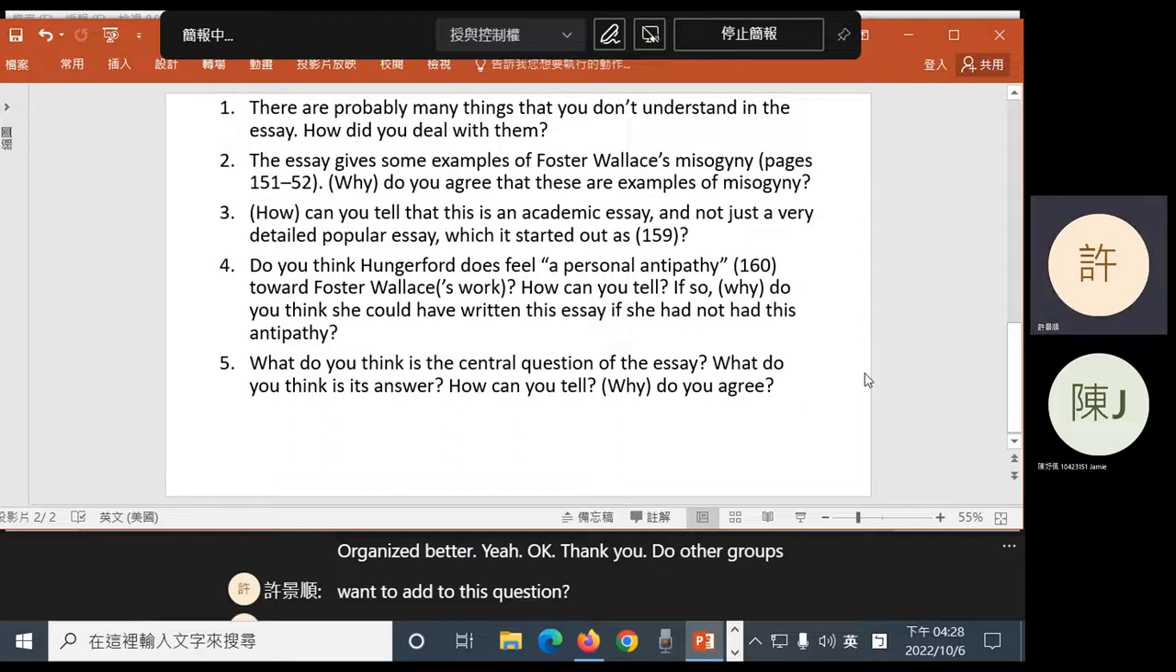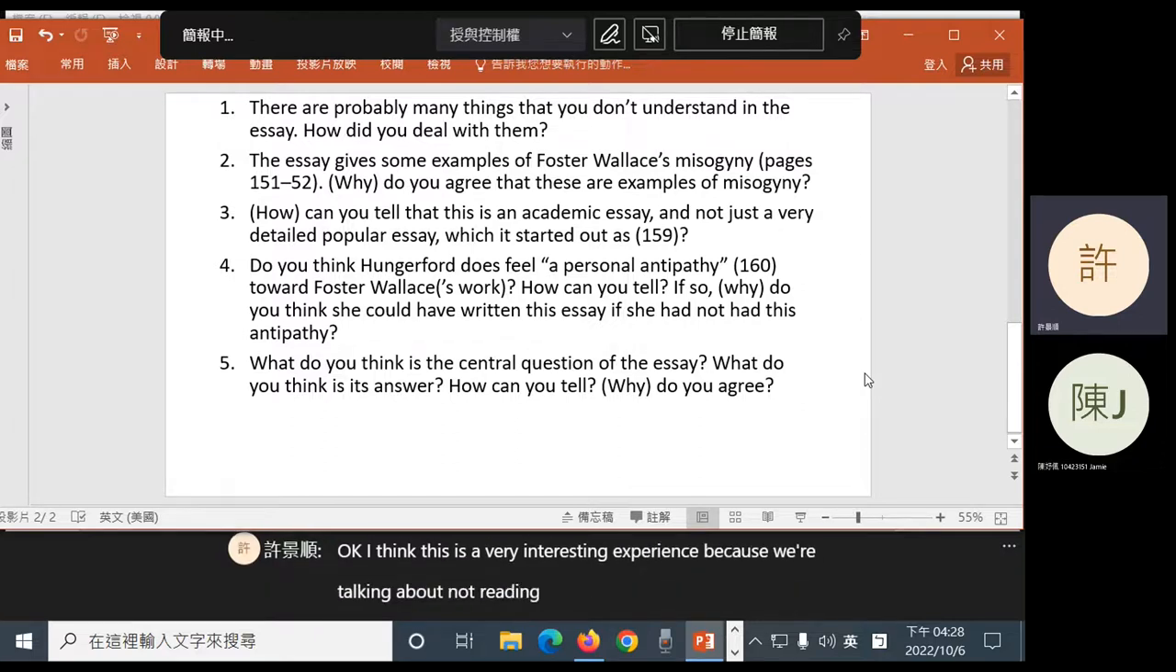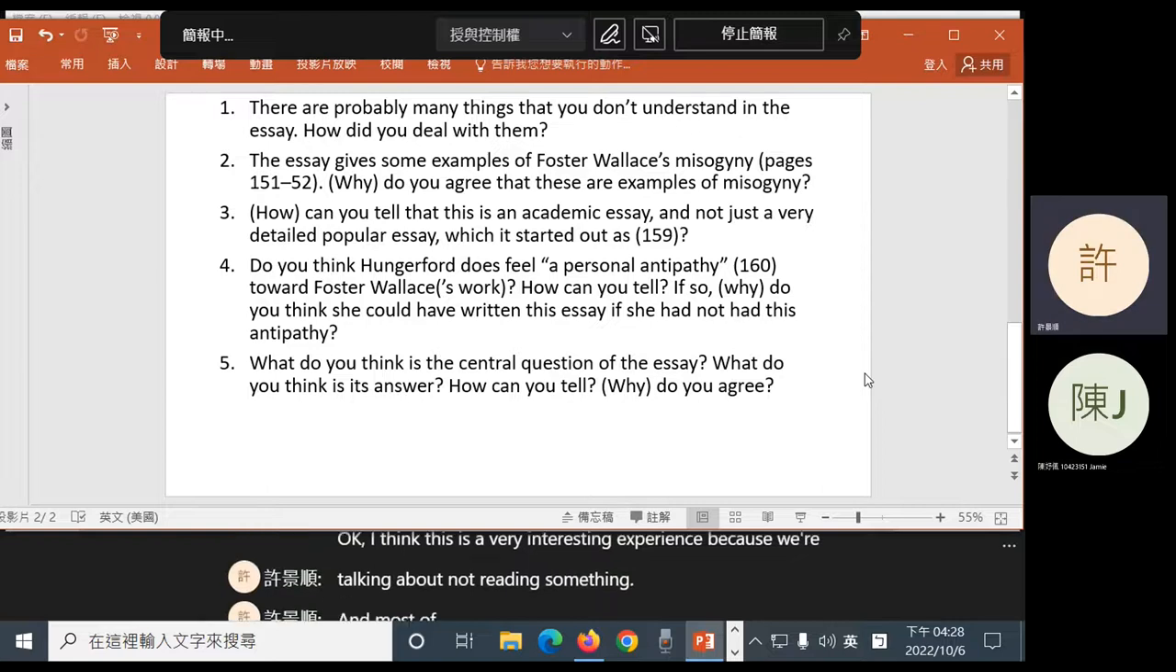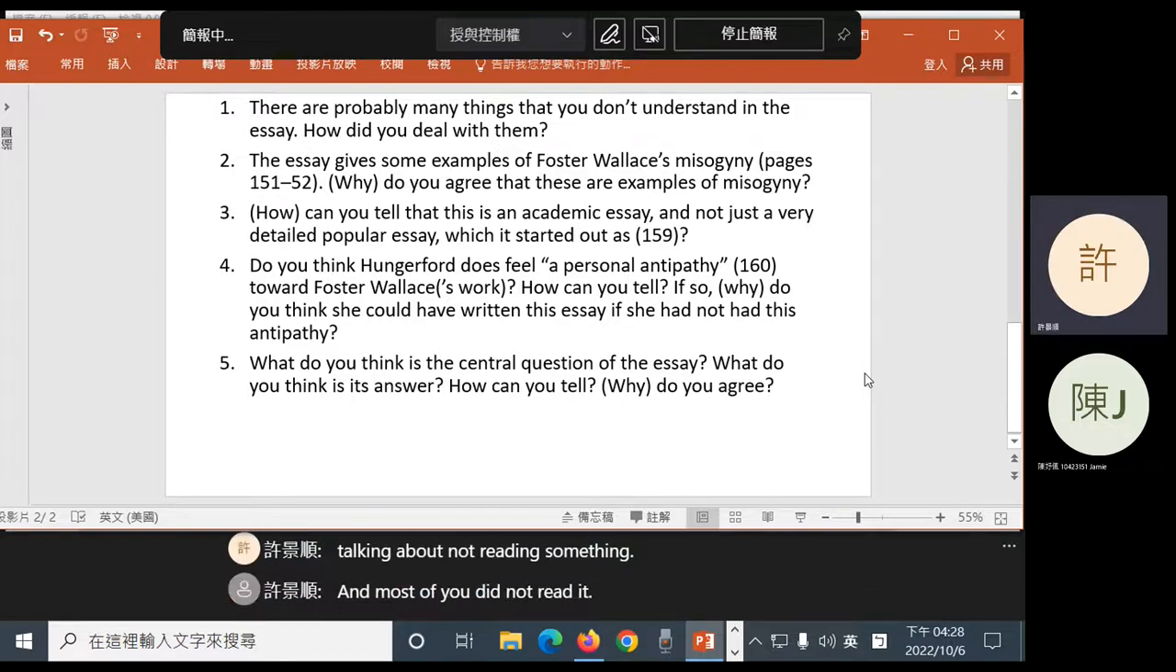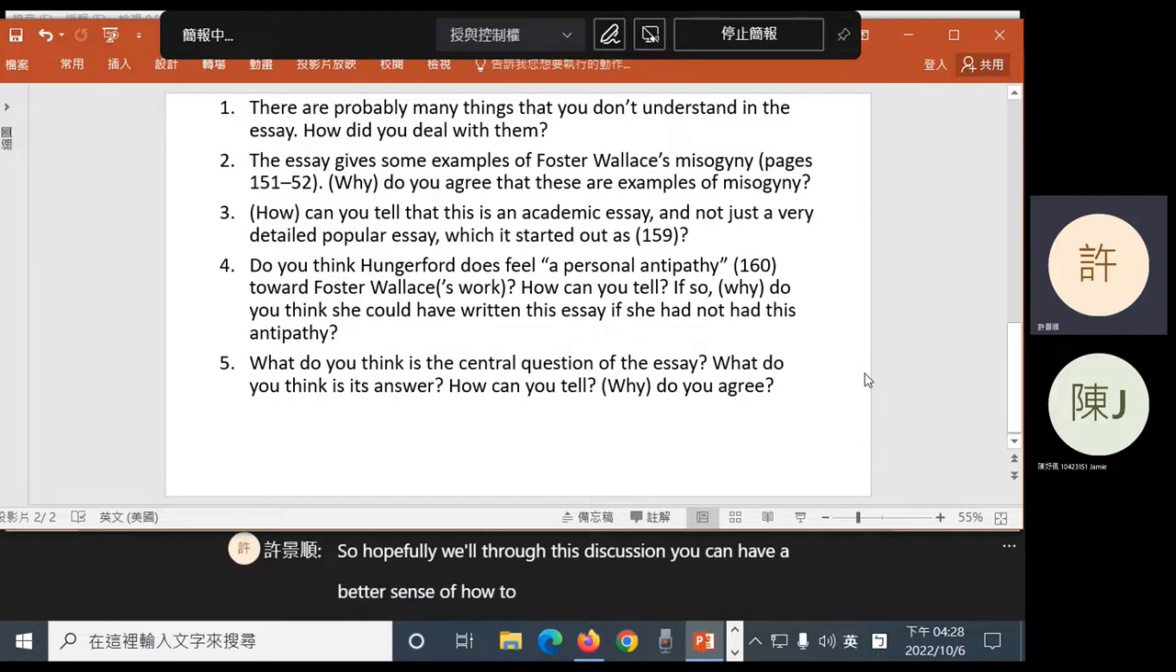Okay, I think this is a very interesting experience because we're talking about not reading something. And most of you did not read it. So hopefully through this discussion, you can have a better sense of how to intentionally not read something, or to decide whether something is worth reading or not worth reading.